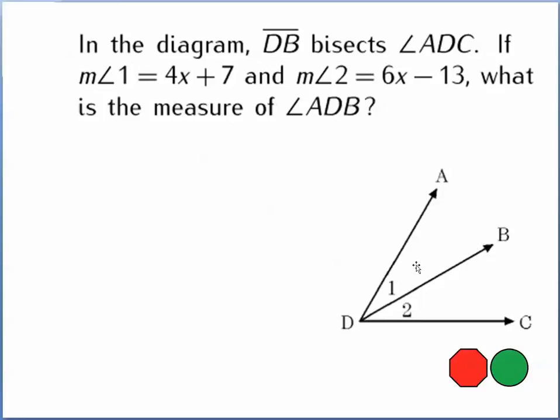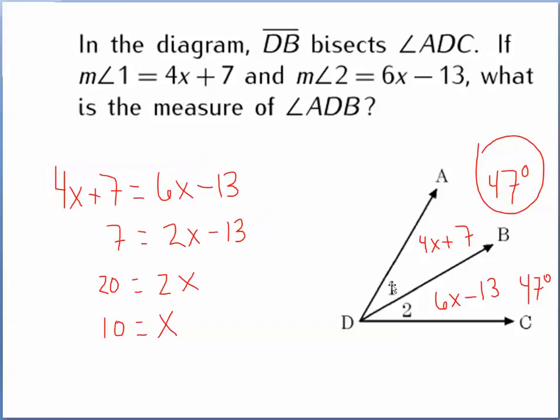Well, it turns out that it's a bisector, so that means that 1 is equal to 2. So you can set them equal to each other and then solve for x. 4x plus 7 equals 6x minus 13. Grouping like terms, we take 4x off of each side, so we wind up with 7 equals 2x minus 13. You certainly could have done it a number of different ways, but I did it with 7 now equals 2x minus 13. Add 13 to each side, and I wind up with 20 equals 2x. Divide both sides by 2, and I get x equals 10.